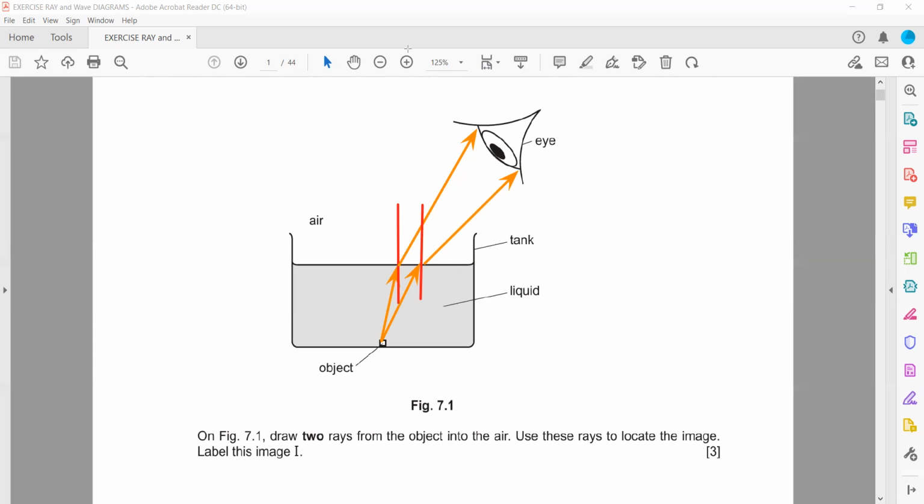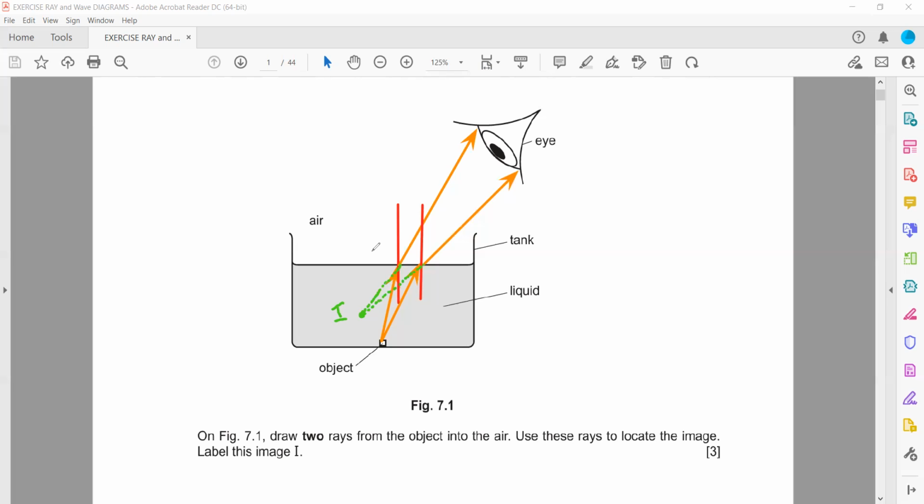How is this image seen by the eye? Because our brain always assumes that the light is coming straight from the object. So when our brain relocates the position from where the light rays are coming, the new position of the object refers to the image. So it will appear closer to the surface.